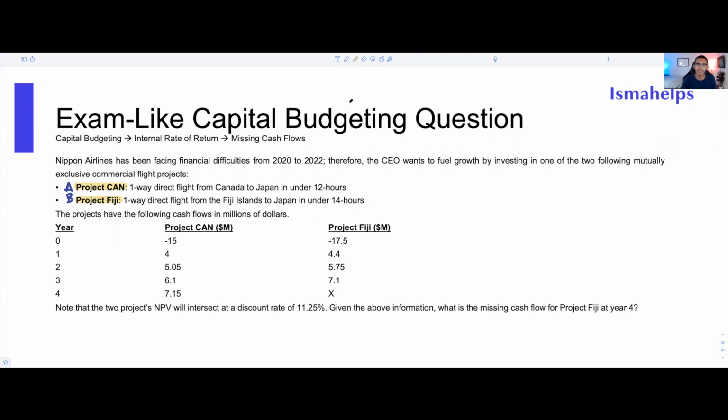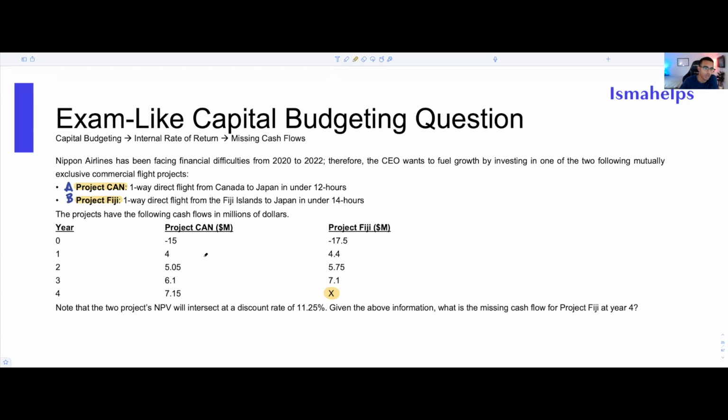We have an X, okay? Now, X is interesting because X is what we're going to solve for. It's the missing cash flow, okay? And how do we go about solving for that missing cash flow? Well, we're not done just yet. There's still some more information that we want to go through.